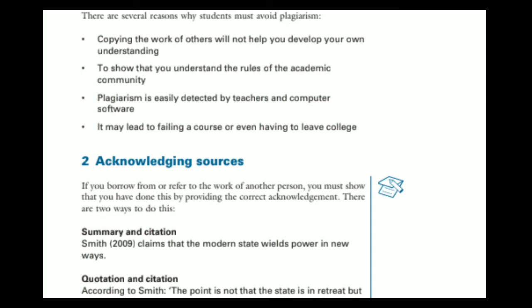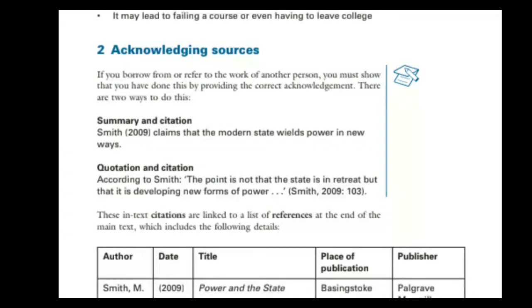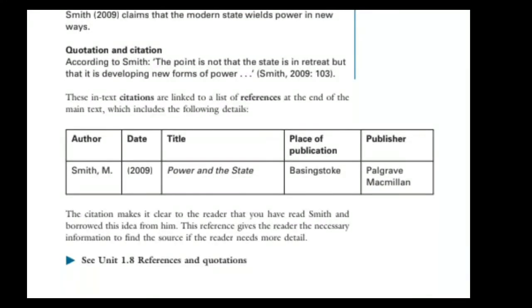Acknowledging sources. If you borrow from or refer to the work of another author, you must show that you have done this by providing the correct acknowledgement. There are two ways to do this: summary and citations, and quotation and citations. The citation marks it clearly to the reader that you have read Smith and borrowed this idea from him. This reference gives the reader the necessary information to find the source if the reader needs more detail.